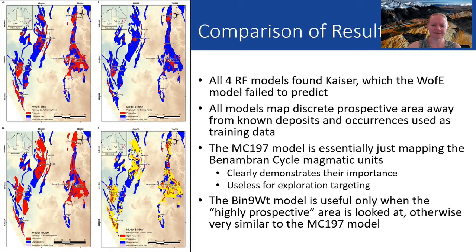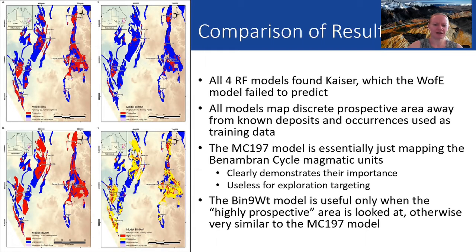The 197 map model is basically just mapping the Benambaran cycle magmatic units. So it's clearly demonstrating their importance, but it's essentially useless for exploration targeting because it's not helping us to reduce our exploration search space enough for it to be meaningful to define targets from.